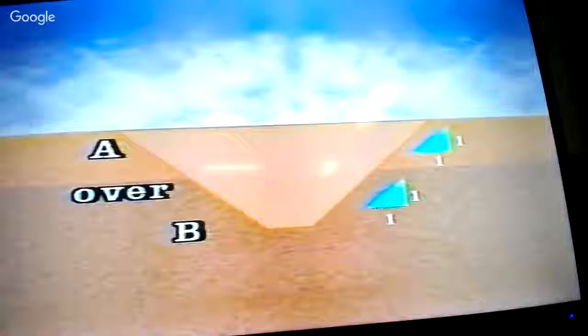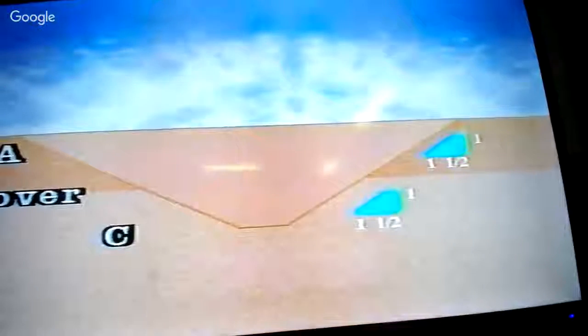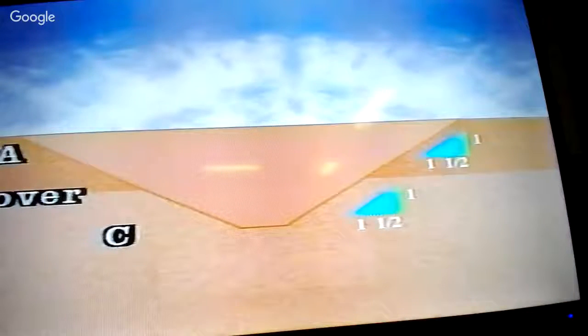Here are the proper sloping configurations for other mixed soil types. C over B, A over B, A over C, and B over C.